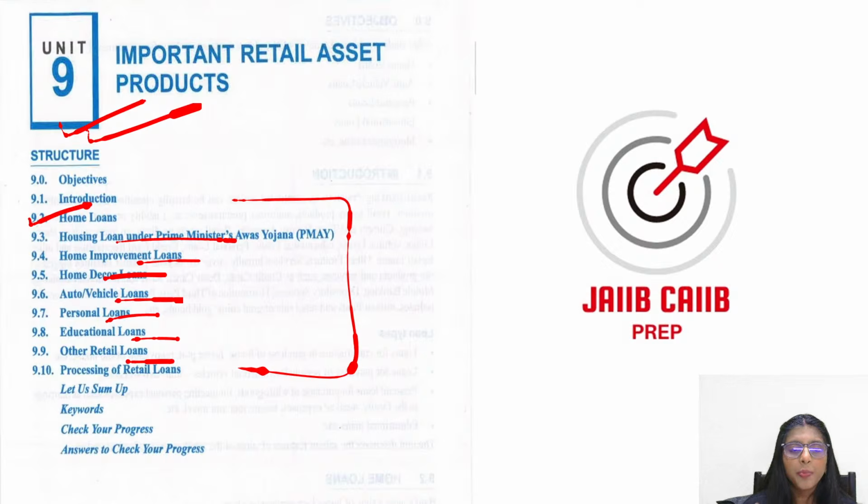Home decor loan is taken for decorating the home, for furniture, renovating the home. Auto and vehicle loan is for purchasing a vehicle, whether it's a bike, car, or anything. Personal loan is taken without explaining the reason you are taking the loan. Personal loan is taken for anything. Education loans are generally taken by students for their education, whether they want to study abroad or in India.